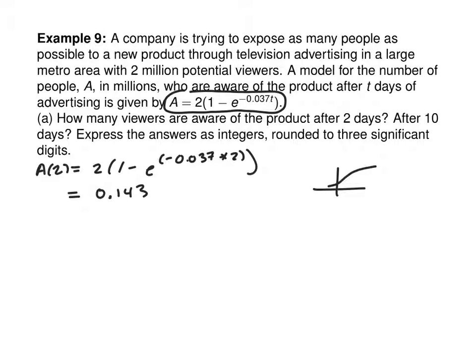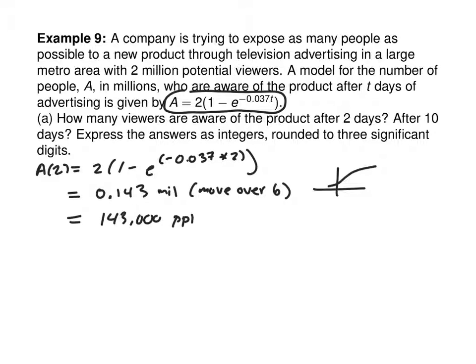And this is in millions. If you want to give an answer as an integer, how many places should the decimal move over? 6. So move over 6. So that's, I'll say mil for millions, 143,000 people. Does that make sense?